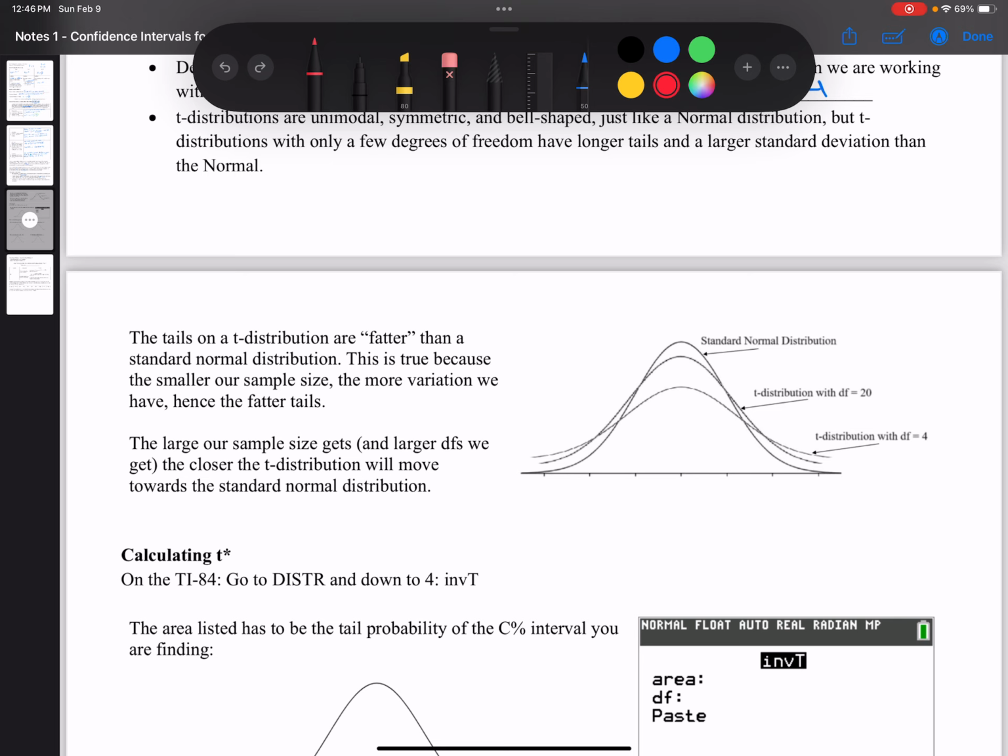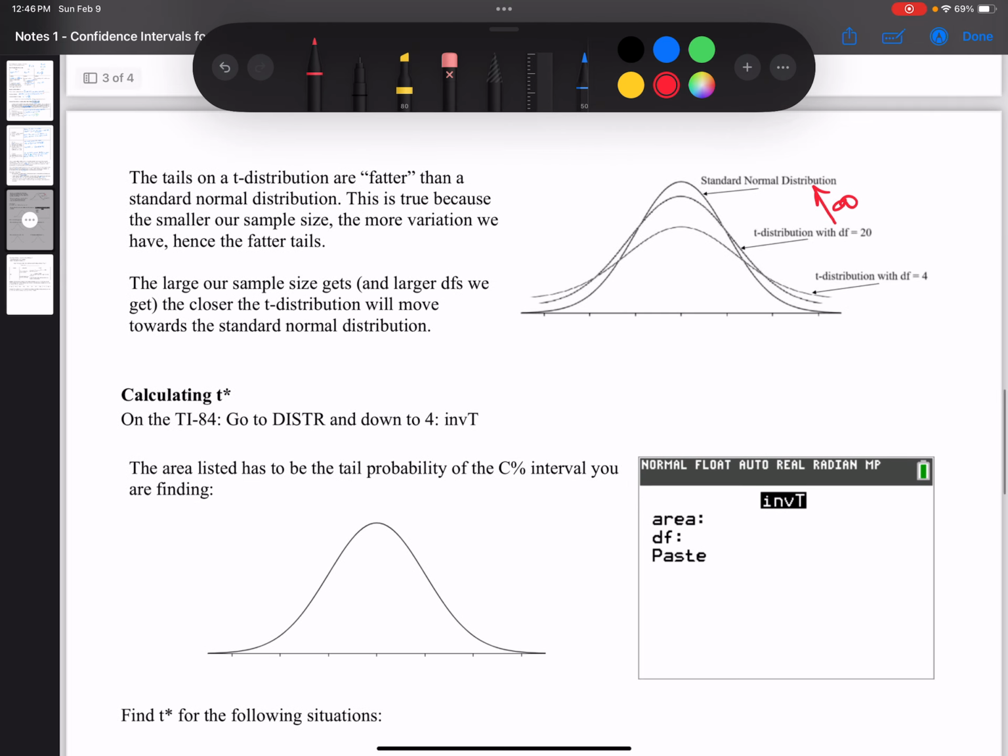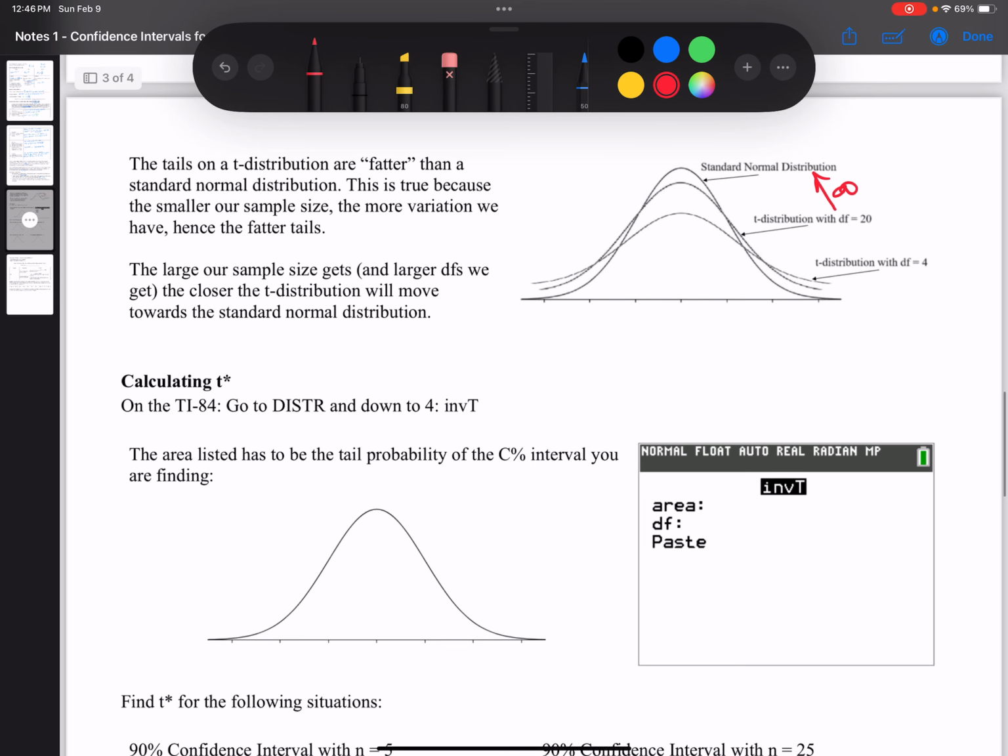As our degrees of freedom increase, as we hit an infinite number of degrees of freedom, we end up back at the normal distribution. So that's sort of how it works. As our sample size increases, we get closer and closer to our normal distribution. That's just a brief example of what the t distribution is and why we have to use this degrees of freedom idea.